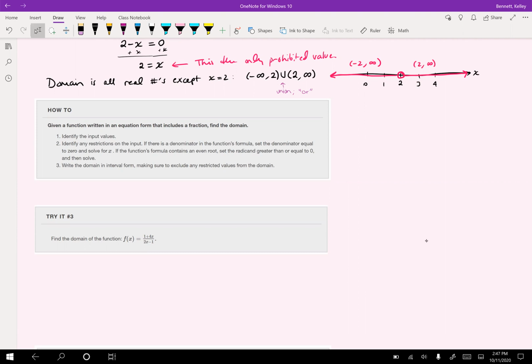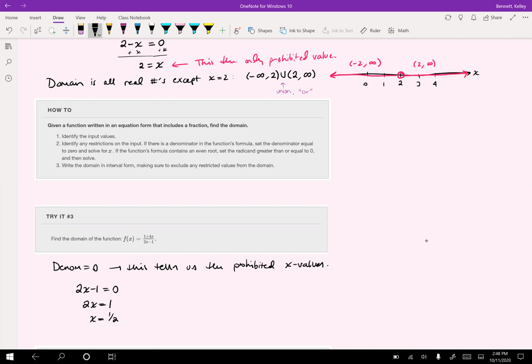So let's try it again here and try it number 3. So we're going to set the denominator equal to 0, because this tells us the prohibited x values, right? Because we cannot divide by 0. So if we know when the denominator is 0, then we know who to kick out of our domain. So we've got 2x minus 1 equals 0. We're going to solve for x. And we see that x equals 1/2.